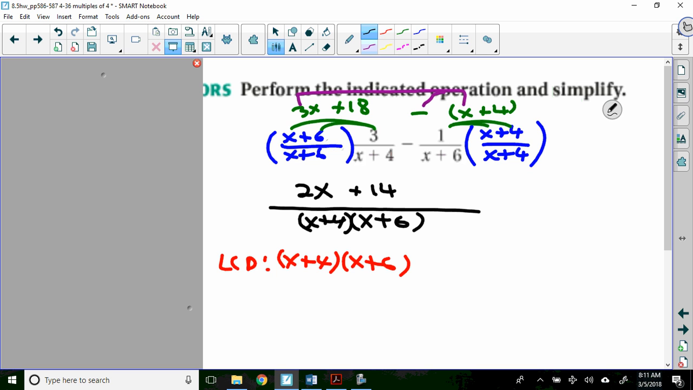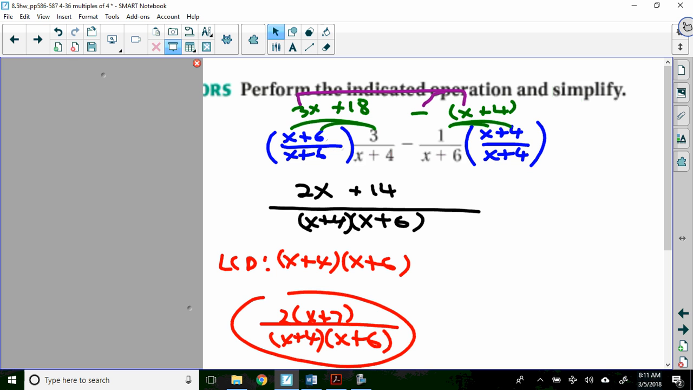And there's one more thing that we could do. It's not really going to help us, but one more thing we could do. What could you do to that numerator? Since both terms are even, you could divide by 2. So you could have 2 times x plus 7 all over x plus 4 times x plus 6. And that would be the best final answer. If you just left it 2x plus 14 over x plus 4 times x plus 6, that's all right too. So that one was a little bit more challenging, but certainly not that bad.